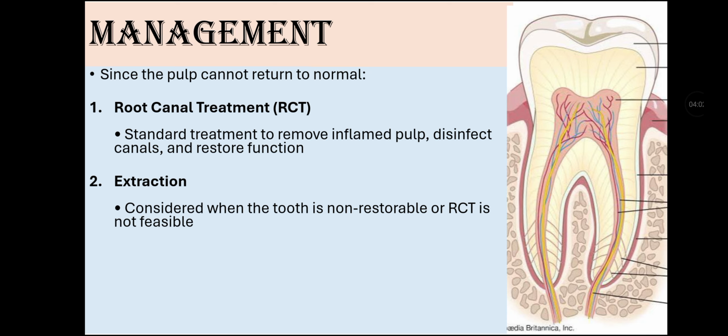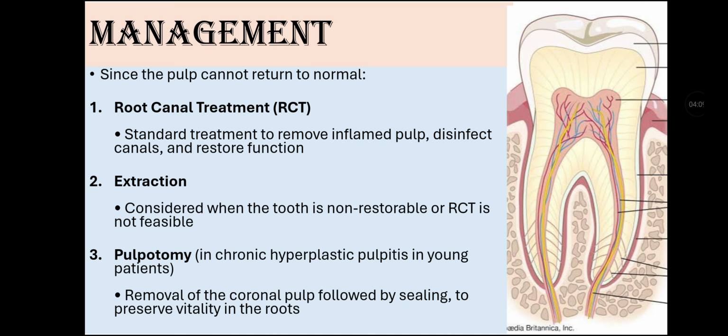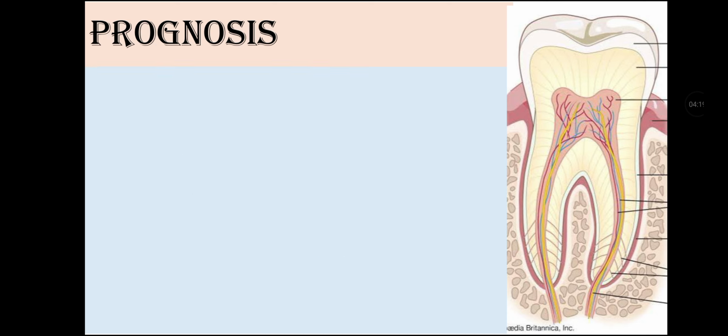The second thing we can do is extraction. That is considered when the tooth is non-restorable or RCT is not feasible. The third option may be pulpotomy, which may be done in chronic hyperplastic pulpitis in young patients. That is removal of coronal pulp followed by sealing to preserve vitality in the roots.